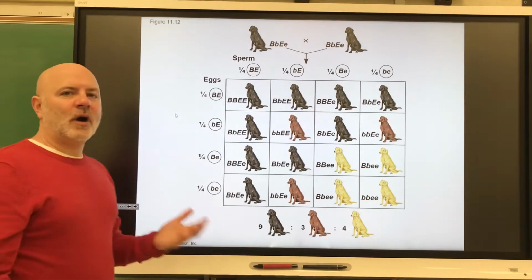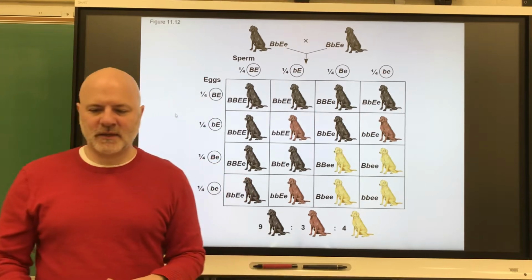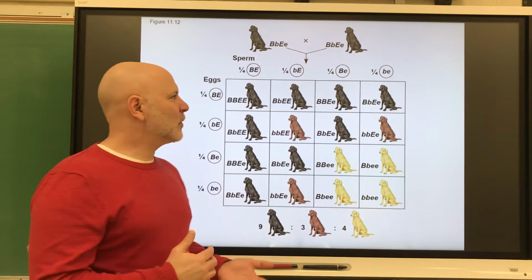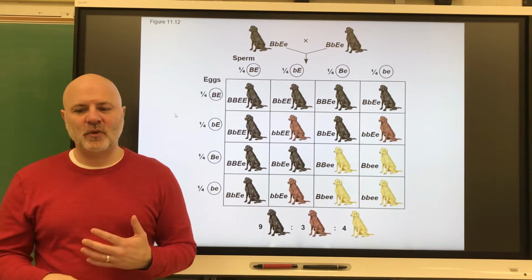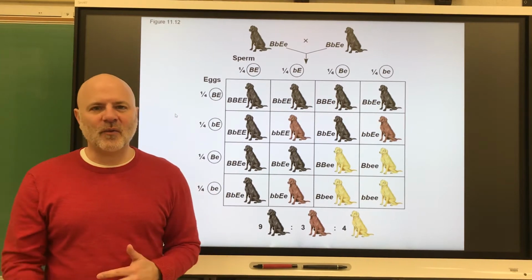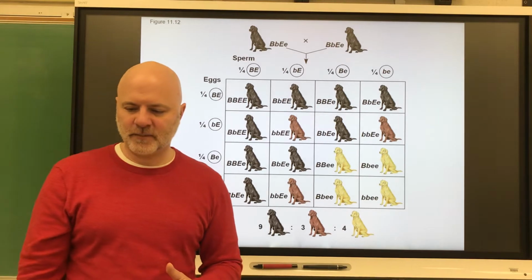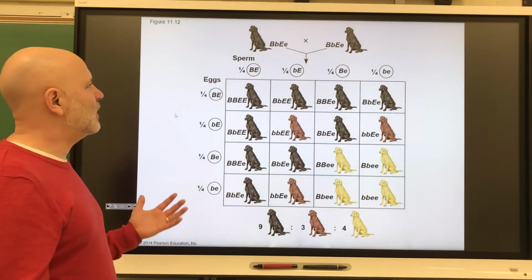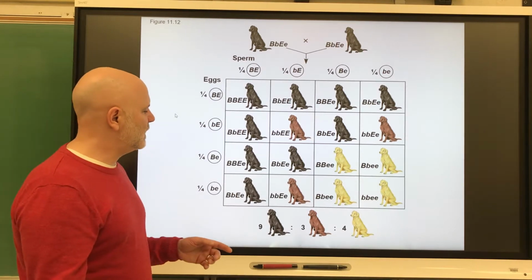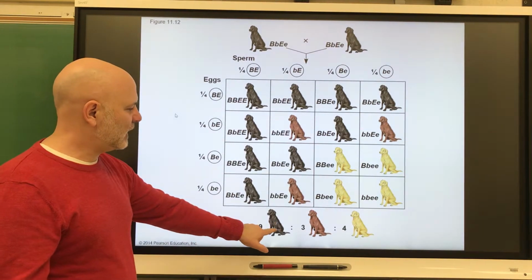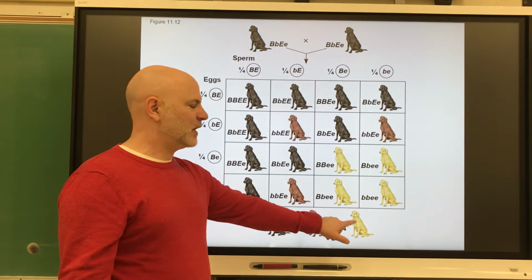All right, let's continue on with this non-Mendelian genetics. So the next one we're going to look at is epistasis. Epistasis is a situation in which one gene masks or otherwise affects the expression of another gene. So this is seen with Labrador retrievers. Now, Labrador retrievers, you can either have a black lab or a chocolate lab or a yellow lab.